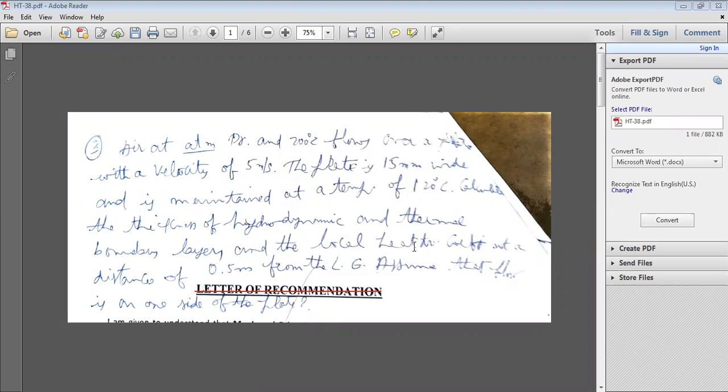And also you have to get the local heat transfer coefficient at a distance of 0.5 meters from the leading edge, LE. So you have to calculate the local h_x value at a distance x of 0.5 meters from the leading edge.